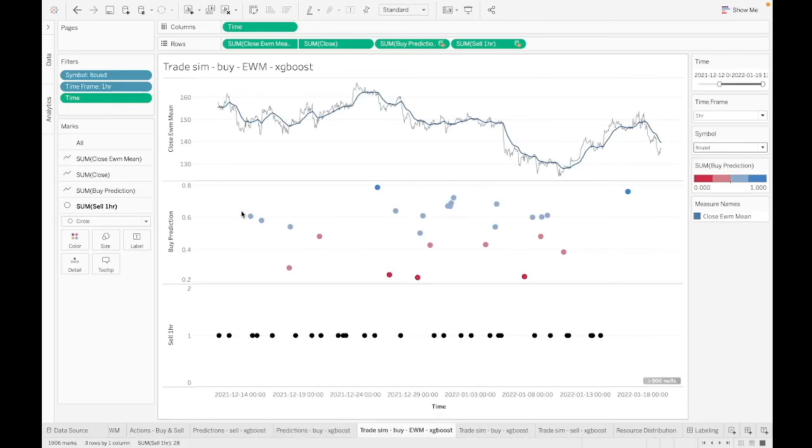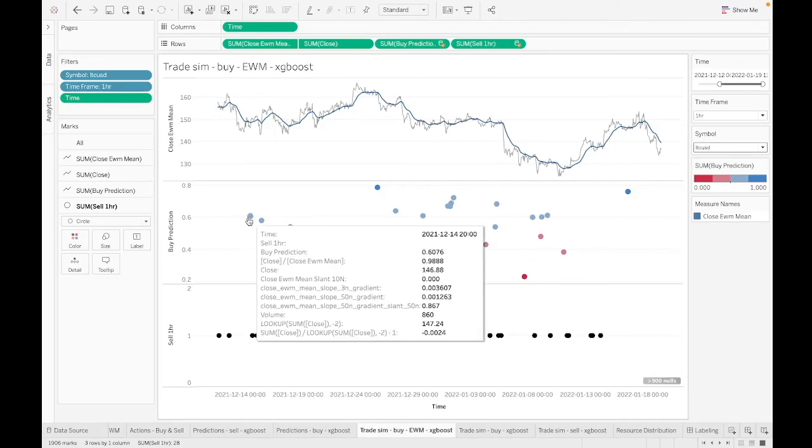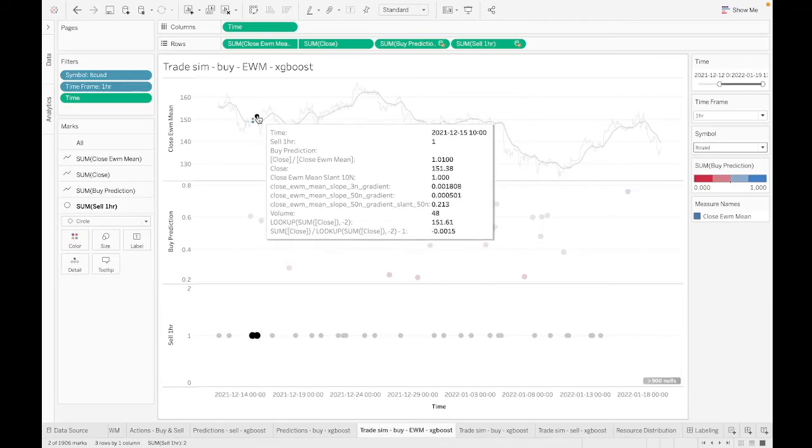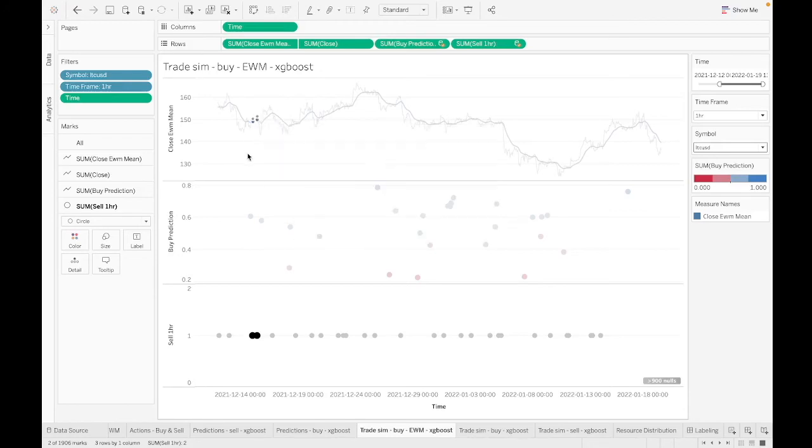So let's see. We bought in here. This is at 146.88. And then we see, okay, has the price gone up enough? And let's say it does, 151.38. Maybe that's not even profitable.